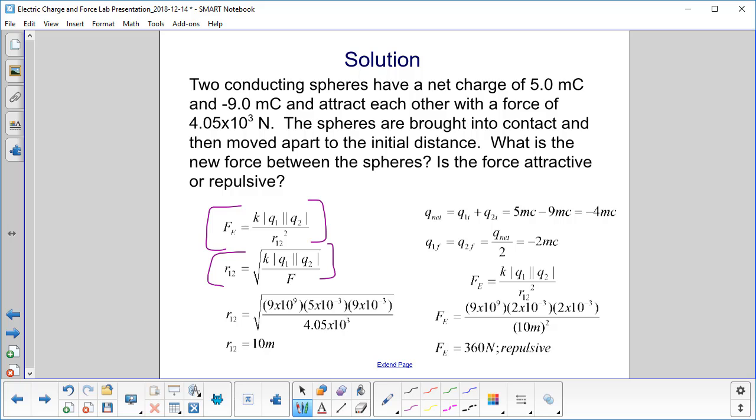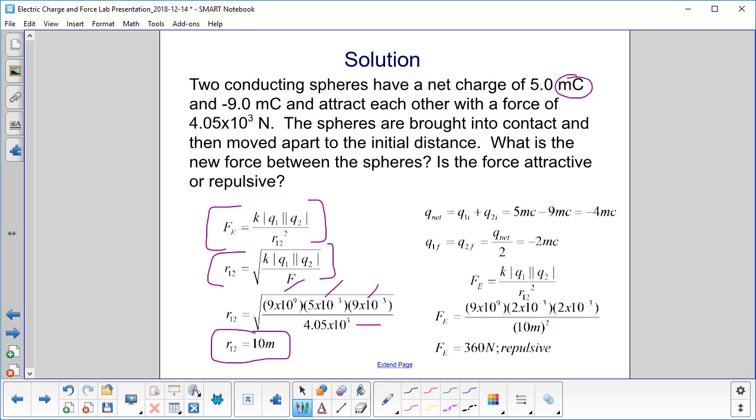And then we have our K value, we have our two charges, and make sure millicoulombs is 10 to the minus 3. And the force is 4.05 times 10 to the third newtons. And the spheres are a distance of 10 meters apart. Okay, so that's the first part of the problem.